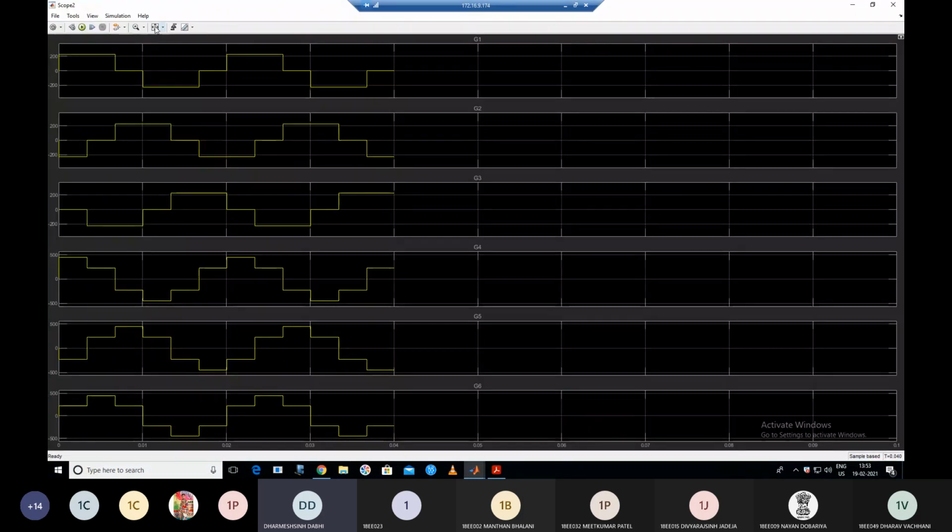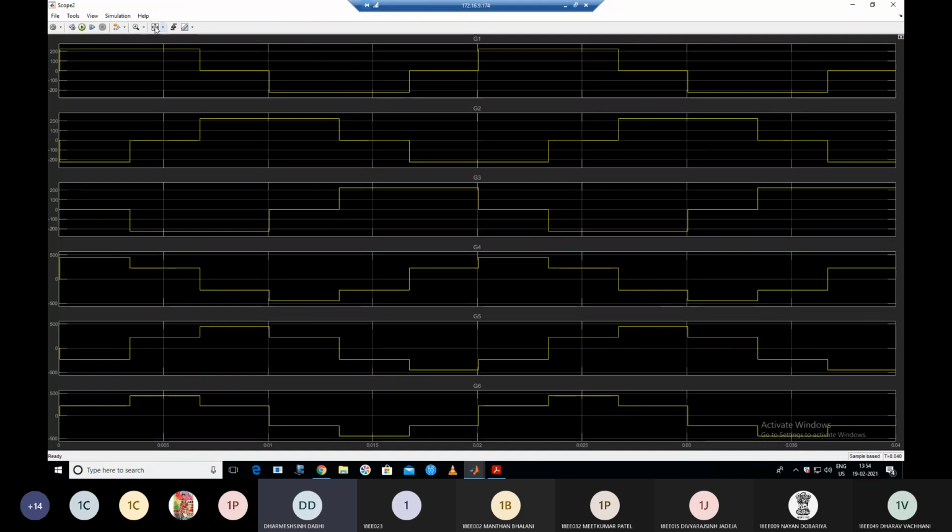So let's check this waveform. Now you can see, what is the magnitude of the phase voltage, phase A? What is the phase A voltage? Yes, Vs by 2.